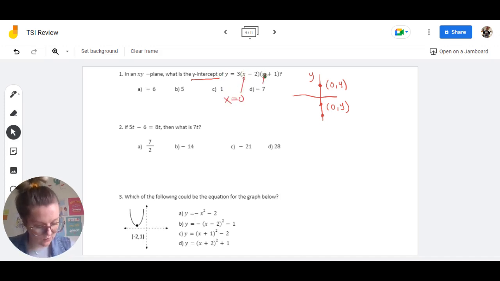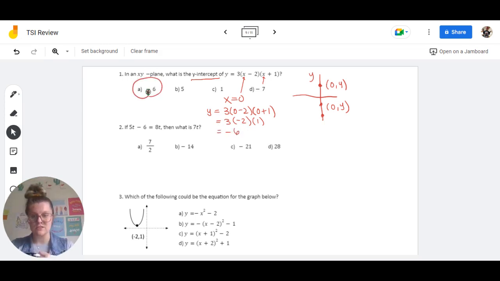So I'm going to say y is equal to 3, plug in 0, and then we're just doing PEMDAS, which means I have to do my parentheses first. So 0 minus 2 is negative 2, 0 plus 1 is 1, and then I'm just multiplying. 3 times negative 2 is negative 6, and negative 6 times 1 stays negative 6. Therefore, my y-intercept is negative 6.